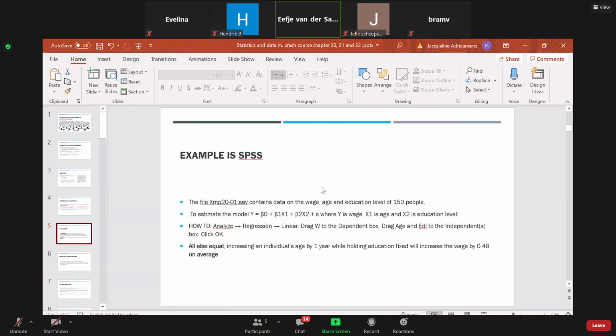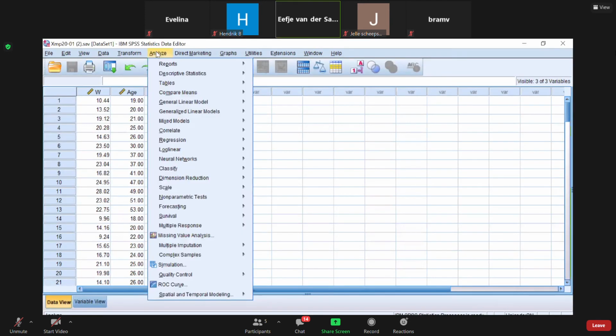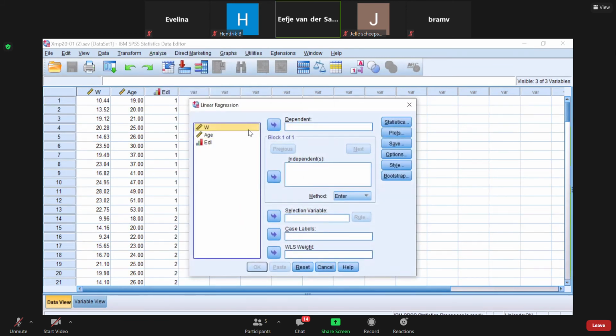Okay. And it says we have 150 people. So our N is 150. And to estimate this model with y hat, x1 age and x2 education level, we have to do the following. It's actually very much the same as the simple linear regression. But the only difference is that if I put wage here, I have to put age, of course, in the independent because the dependent is the wage, which of course depends on age. Usually if people get older, they also get a higher wage. And if they have higher education, usually they also get a higher wage. So I put those in the independent because they are the variables on which the wage depends.